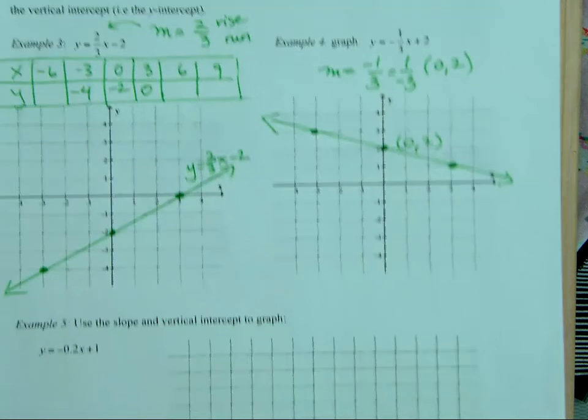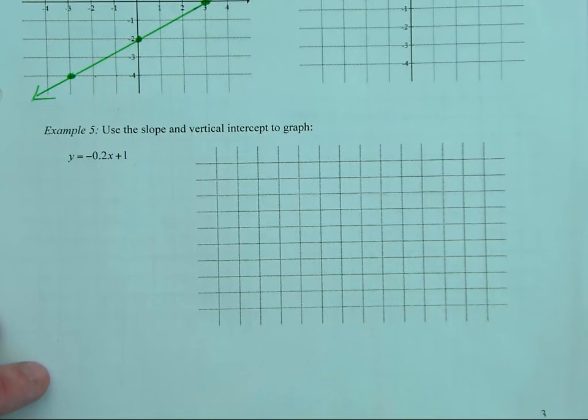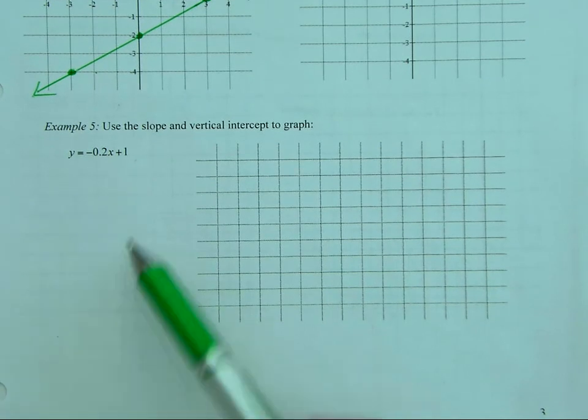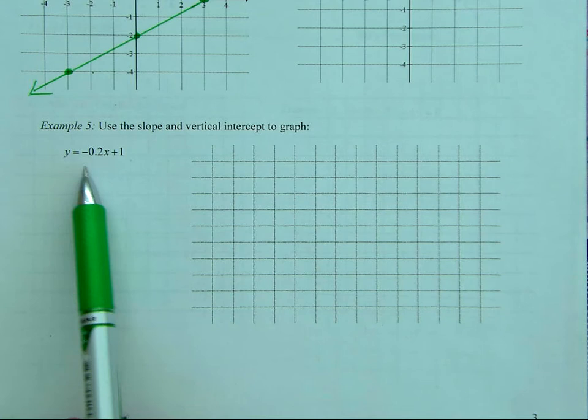Now, the reason why on example 5, which many of you started practicing, that's really great, there is no scale drawn here. And that's because here you have a slope. What's a slope here?